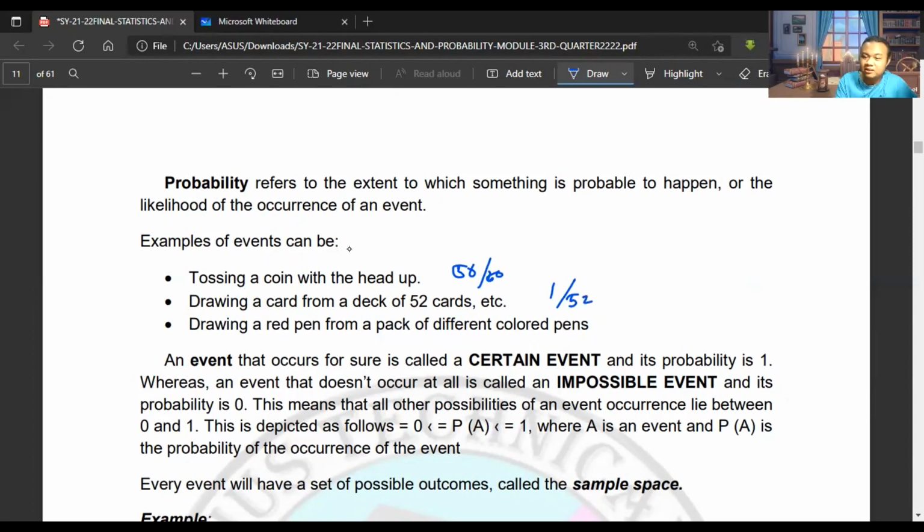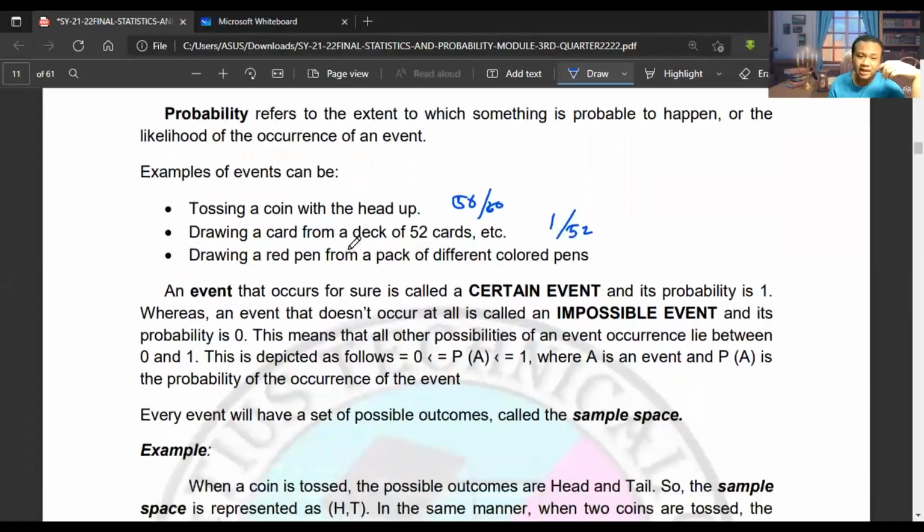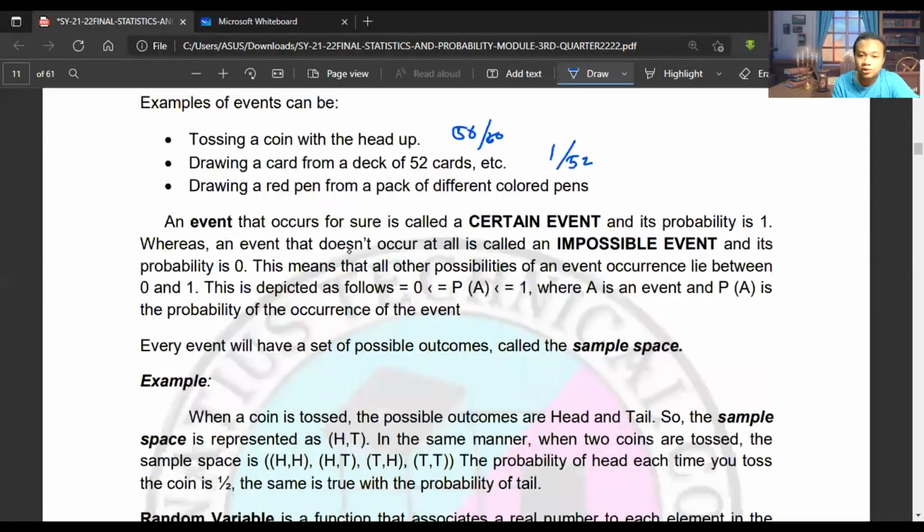Drawing a red pen from a pack of different colored pens depends on how many red pens are in the pack. An event that occurs for sure is called a certain event, so its probability is 1. If it is an impossible event, the probability is 0.